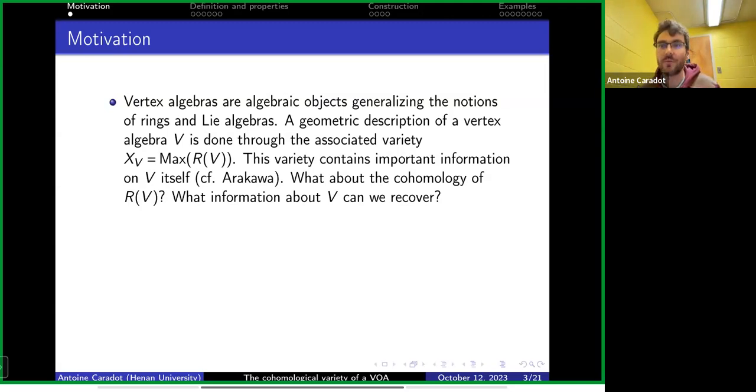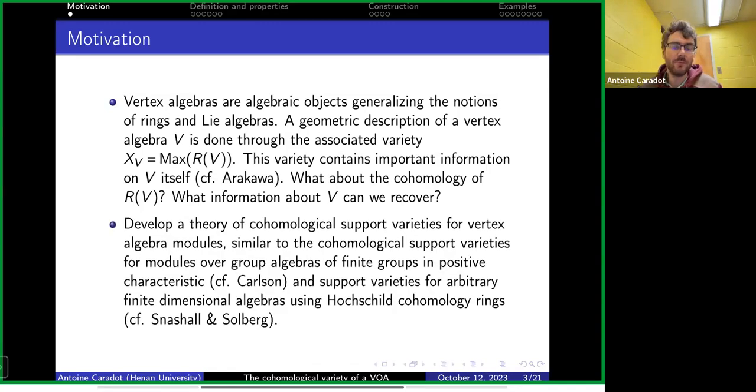So this is work mainly done by Arakawa. And the idea is, what about the cohomology of this space? Instead of looking at the algebra directly, look at the cohomological side of it. What kind of information on V could we recover? So this is one motivation.